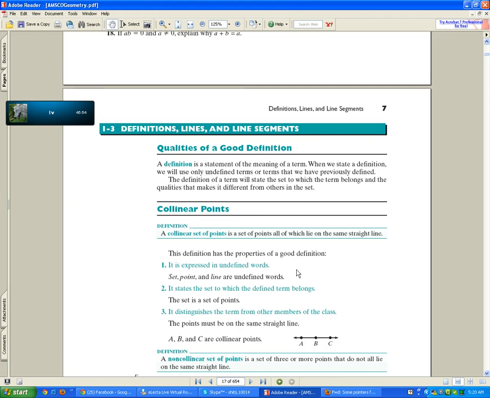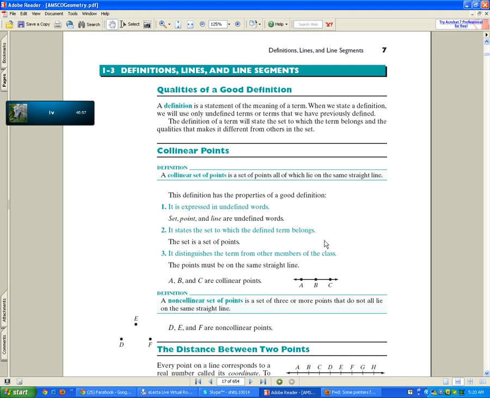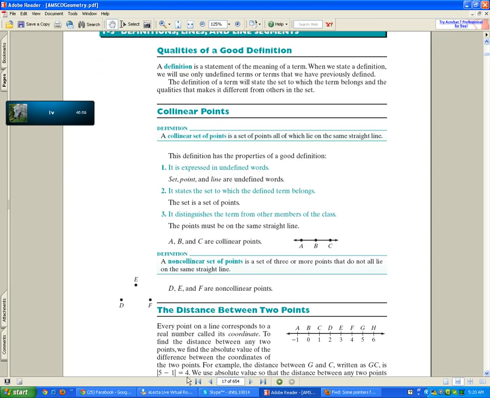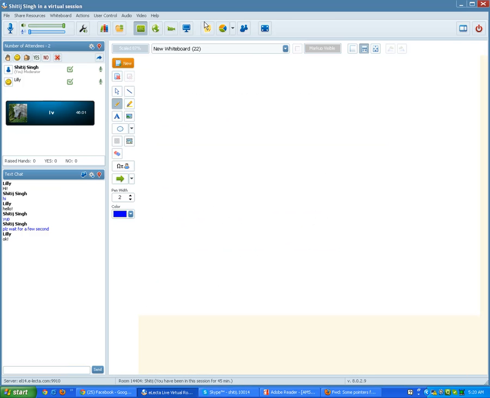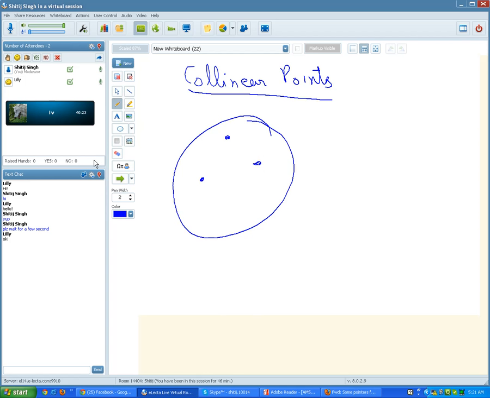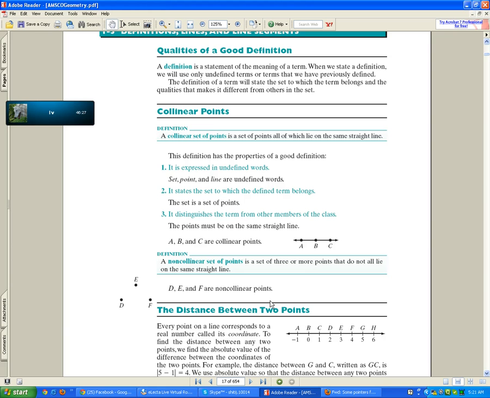Then we are going to do now the collinear points. Now we are going deeper into geometry, and the next topic is collinear points. Collinear, as the name suggests, means in a line. So if 3 points are given in a space, whether you can determine these are collinear or not. What are the three basic properties by which you can determine whether these are collinear or not?